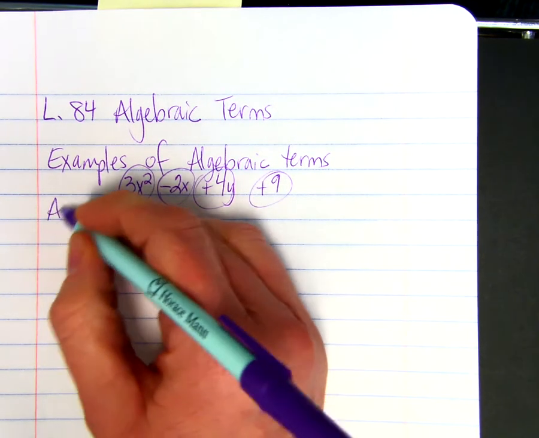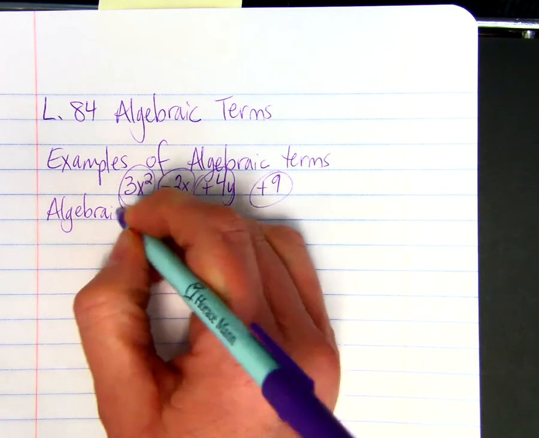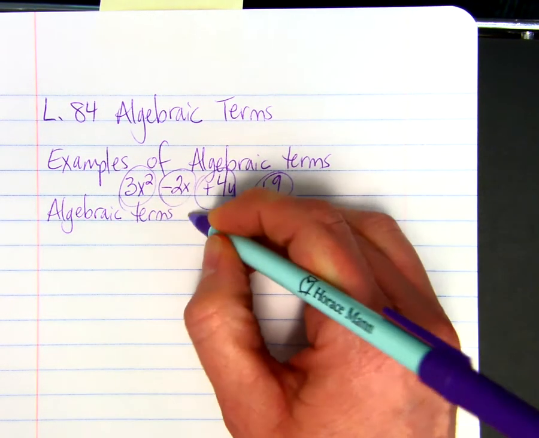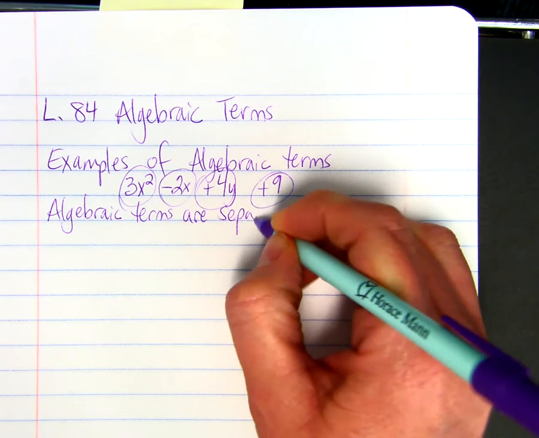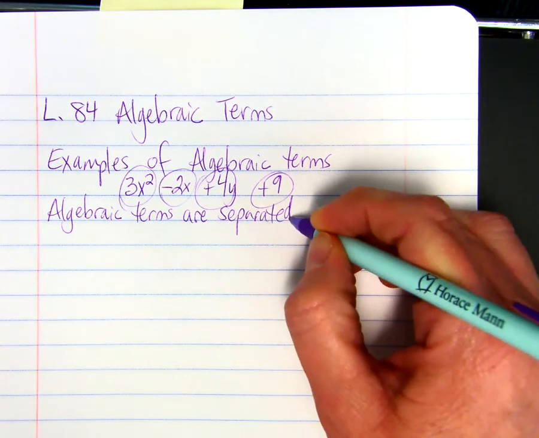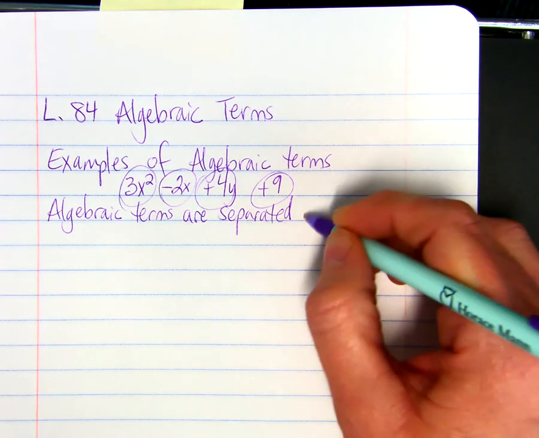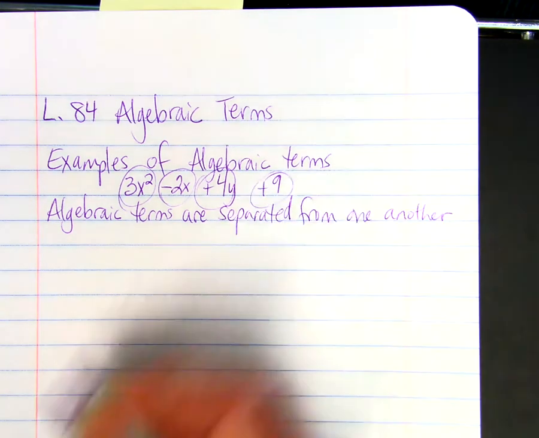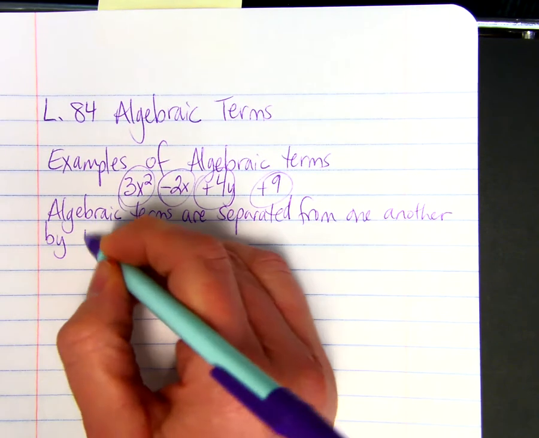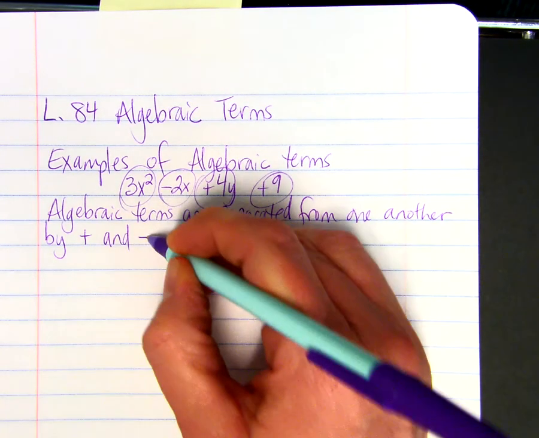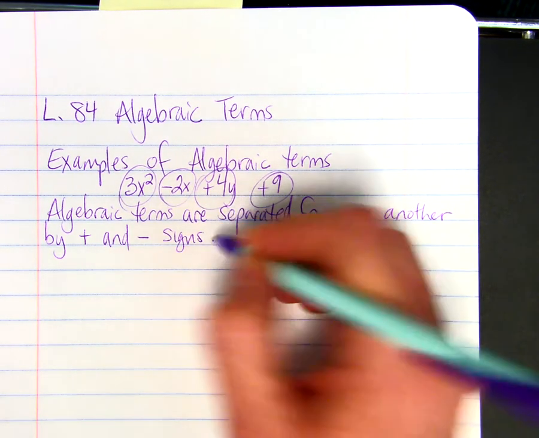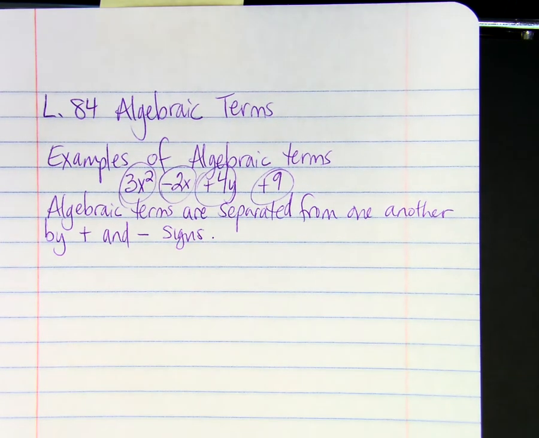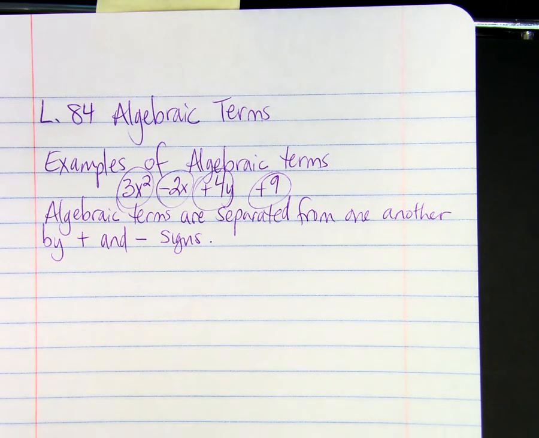So algebraic terms are separated from one another by plus and minus signs. Polynomials are algebraic expressions that contain more than one term.